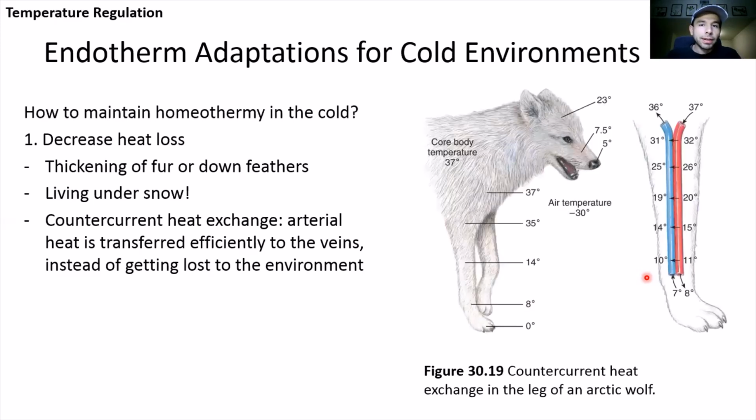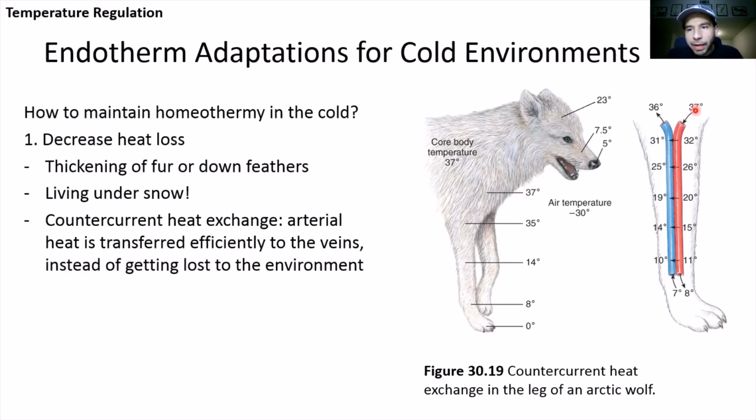And this neat other adaptation that some endotherms have is called countercurrent heat exchange. Let me explain with this graphic. Here we have an Arctic wolf. Its body temperature is 37 Celsius. Outside is negative 30 Celsius. So you see there's a huge difference between inside the body and outside the body.